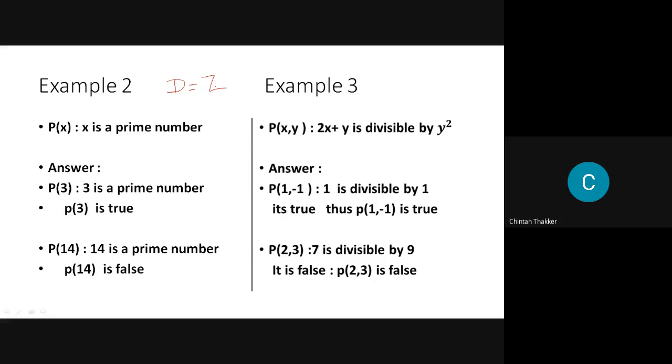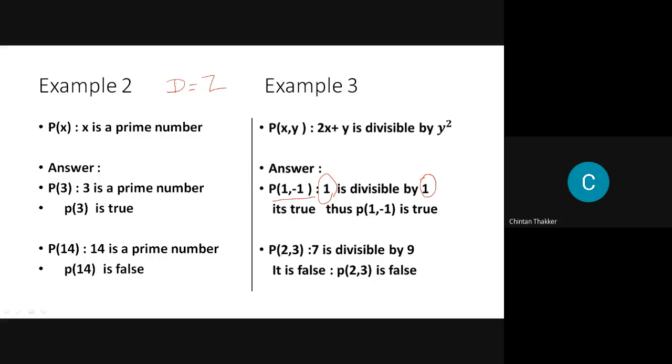Similarly, in the third example, if we take the pair 1 comma minus 1, then we put x equal to 1 and y equal to minus 1. Then 2 into 1, 2, plus, sorry, minus 1, 2 minus 1, we get 1 here, and minus 1 square is 1. So 1 is divisible by 1. So P of 1 comma minus 1 is true.